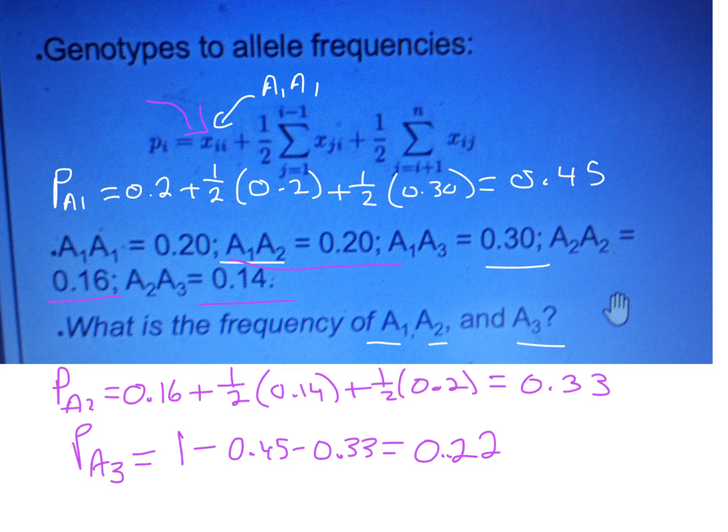So I would rewrite it, maybe as an example of what it's asking you to do, like A1 plus 1 half times A1, A2 plus 1 half of A1, A3. That's what that crazy formula means.